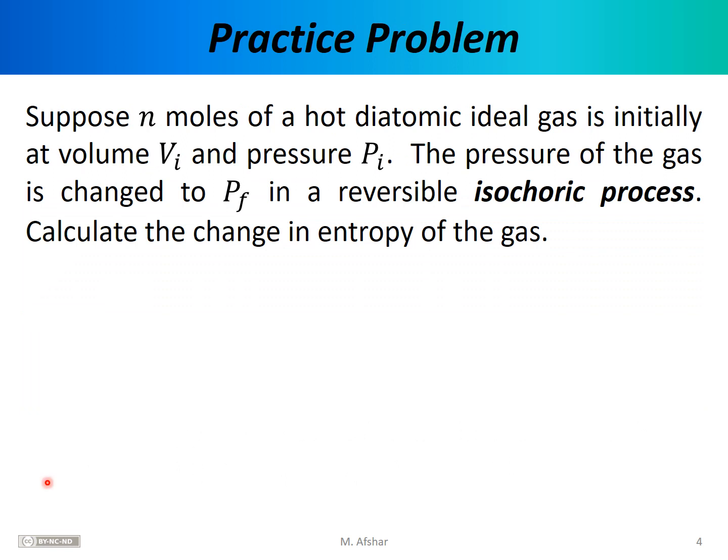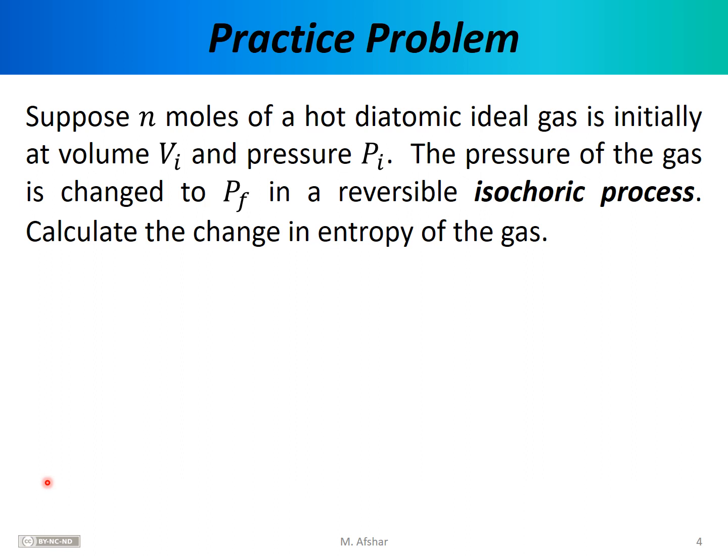Let's begin with a relatively straightforward practice problem. Suppose n moles of a hot diatomic ideal gas is initially at volume V_I and pressure P_I. The pressure of the gas is changed to P_F in a reversible isochoric process. Calculate the change in entropy of the gas.